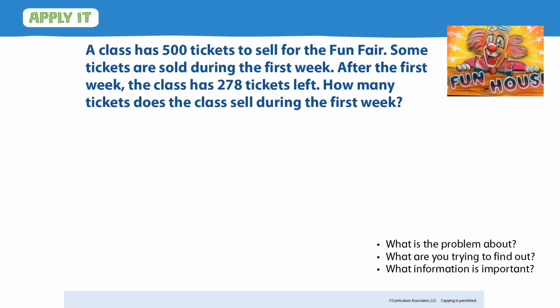All right, so let's read it together. A class has 500 tickets to sell for the fun fair. Some tickets are sold during the first week. After the first week, the class has 278 tickets left. How many tickets does the class sell during the first week?